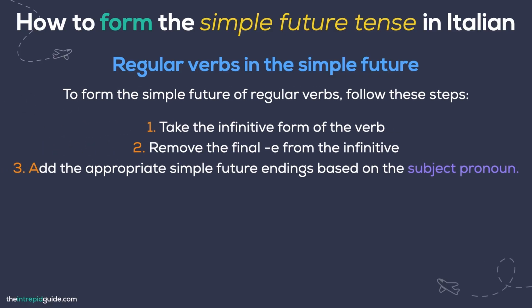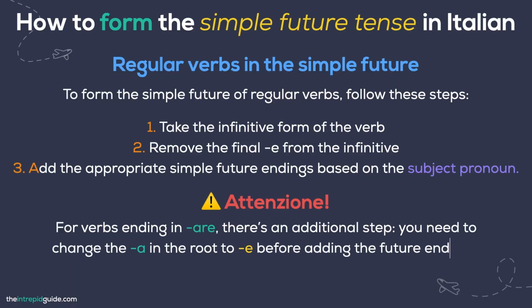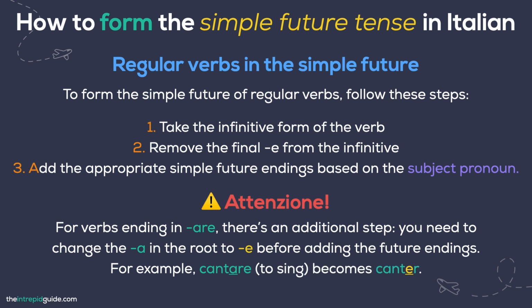Now, to form the simple future of regular verbs, follow these steps. Take the infinitive form of the verb, drop the final E from the infinitive, and add the appropriate simple future endings based on the subject pronoun. Now, for verbs ending in ARE, there's an additional step. You need to change the A in the root to E before adding the future endings. For example, cantare, to sing, becomes canterò. Take a look at this table.